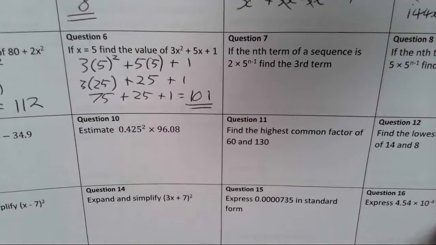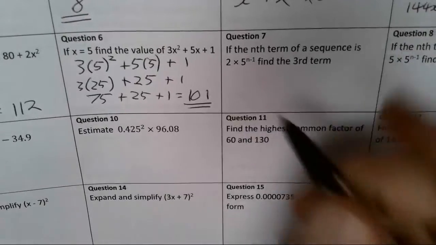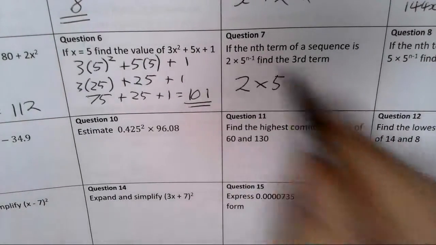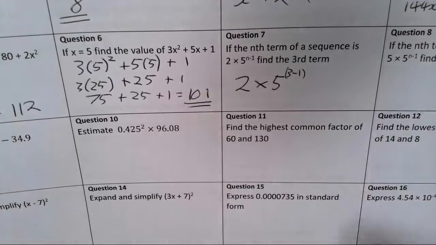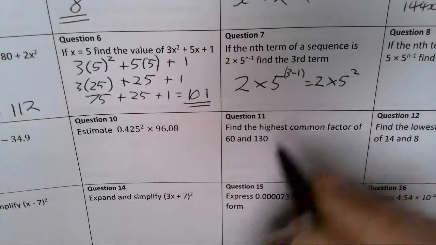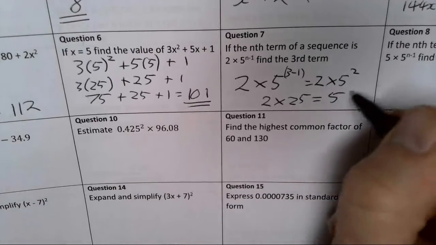Question 7. The nth term is 2 times 5 to the n minus 1. Find the third term. So I've got 2 times by 5 to the 3 minus 1. So that's 3 minus 1 up there. So that's the same as 2 times by 5 squared, which is the same as 2 times by 25, which is 50.